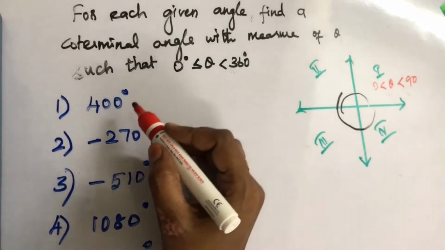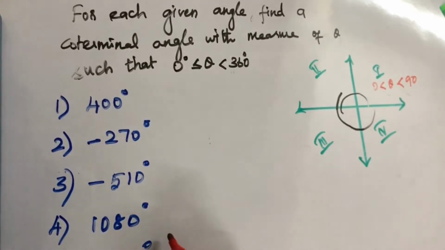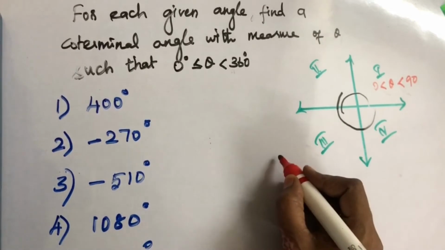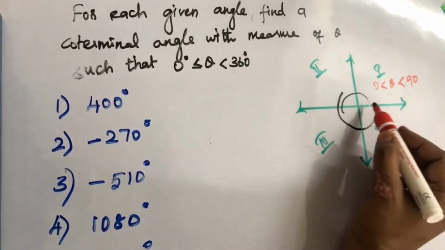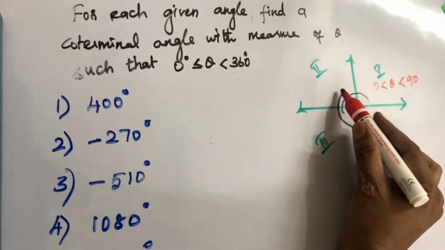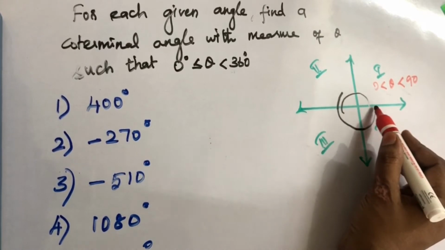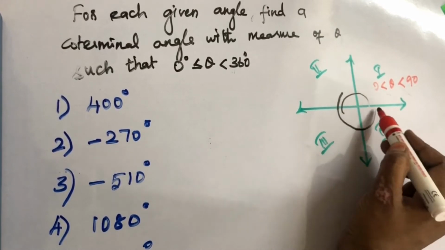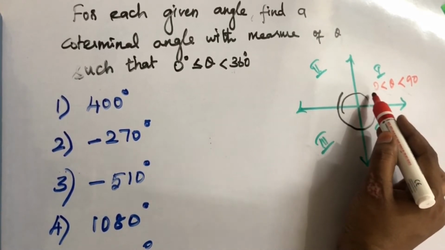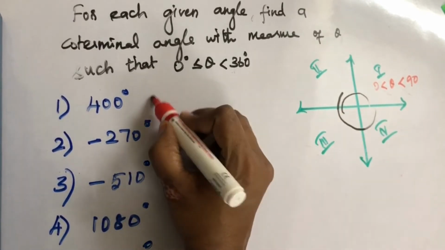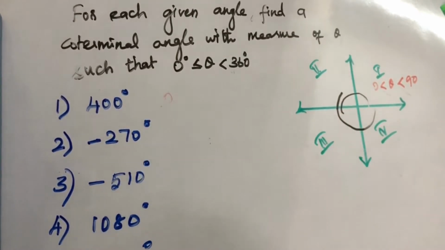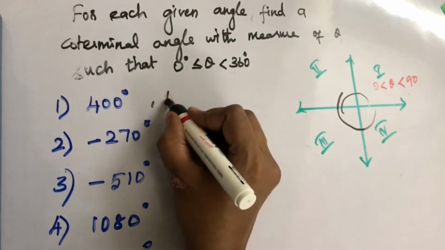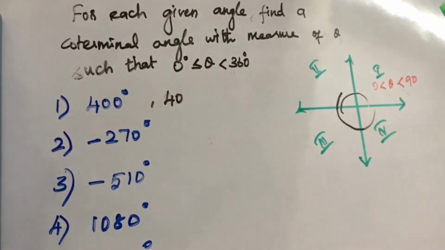Okay. So 400 degree. How could you find this? So 400, it is very simple. From 0 if you start, after one full rotation it will come to 360 and then after 40 degrees you will get 400. So 400 and 40 are the coterminal angles.